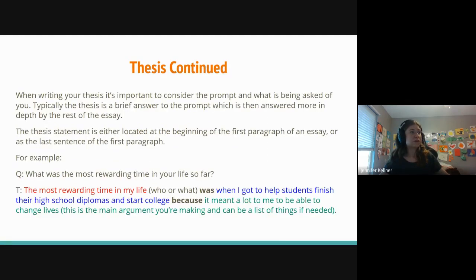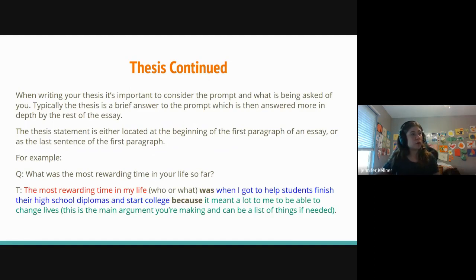So again, it's important to consider the prompt and what they're asking for. So usually the thesis is a direct answer to the prompt. So you're rewording that prompt, but then you go more in depth in the rest of your essay. So again, it's just setting the scene. So it's usually either the first sentence of the first paragraph or the last sentence of the first paragraph, depending on what other stuff you have in your introduction, and if you're including other things like attention getters and whatnot, which we'll talk about here in just a second. So here is another example.